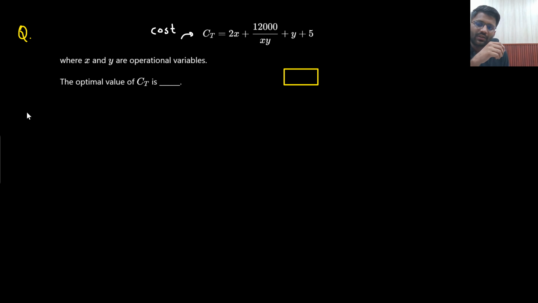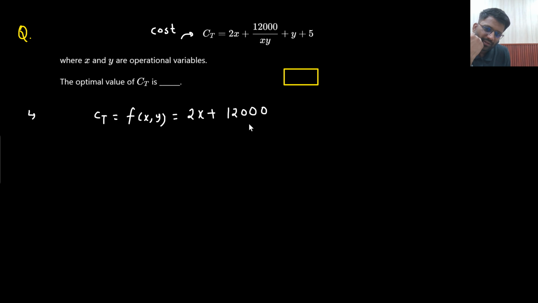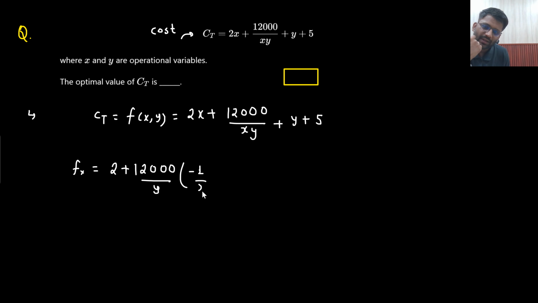So this is the cost, which is a function of x comma y. Cost is a function of x comma y. So 2x plus 12,000 divided by xy plus y plus 5. So what I will do? First I will find out fx. 2 plus, this will be treated as constant, minus 1 by x square, and rest everything will be treated as constant.